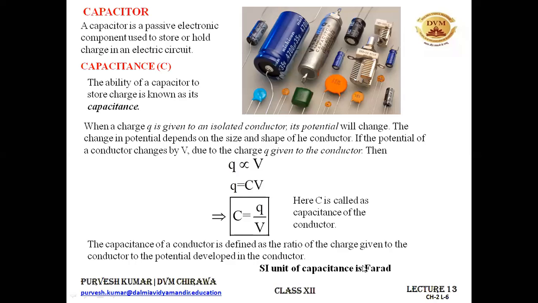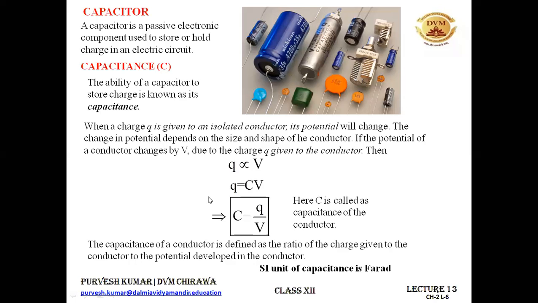We generally don't have capacitors with a capacitance of 1 farad. It is actually a very large unit. So the capacitors we generally use in the electric circuit have capacitances in microfarad or picofarad. These kinds of capacitors, which are very small in size, generally have a capacitance value of microfarad or picofarad.